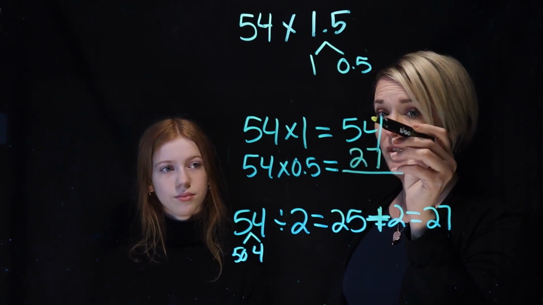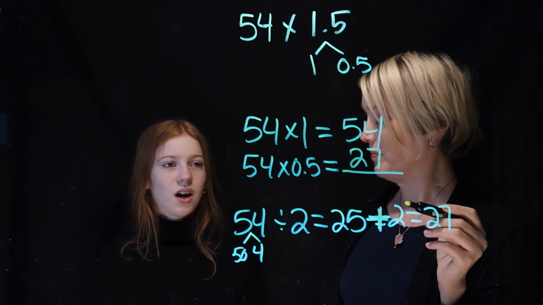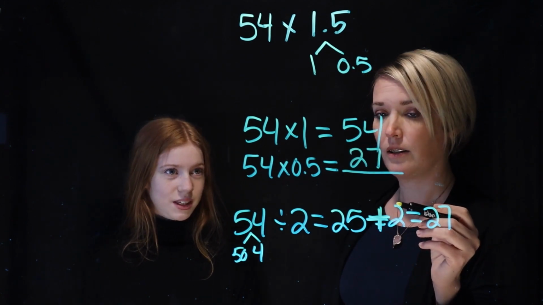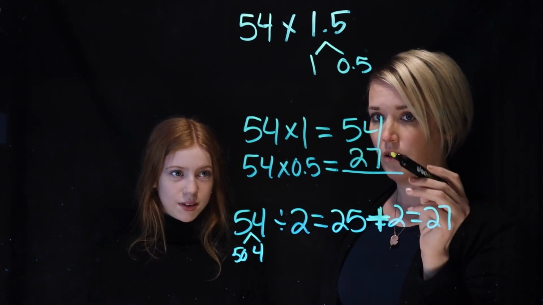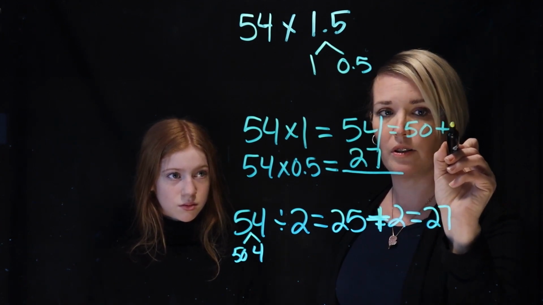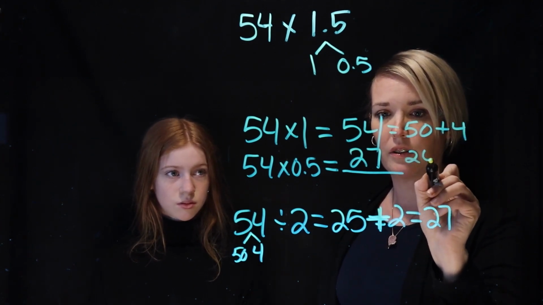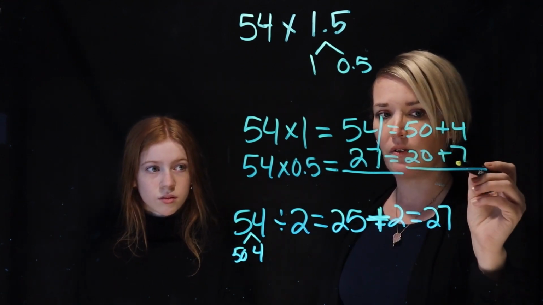Now we've got to add 54 plus 27. How do you want to do this one? So you always start with the smaller numbers first. Okay. So 4 plus 7, I know, is 11. Okay, let me just write this so that people can see what you're doing. Here we go. So you said 4 plus 7 is 11.